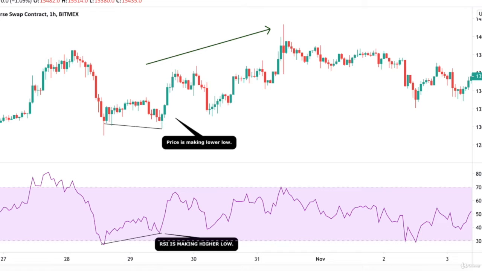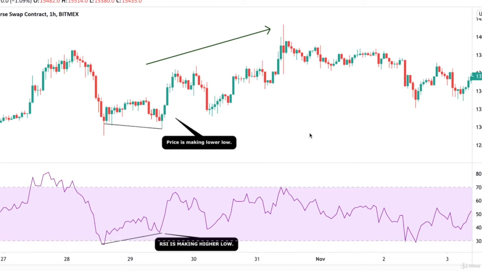But we have to add more confluence to this strategy for optimal profits and optimal entry, which we will be discussing in the video later. We do not take trades based on one confluence. We have to take multiple confluences and then take a trade for the best results. So it is very simple. The price is forming lower low and the RSI is forming higher low. This is the bullish divergence. And you can see after a divergence of the RSI, the price rallied towards upside. So this was the buy signal over here.